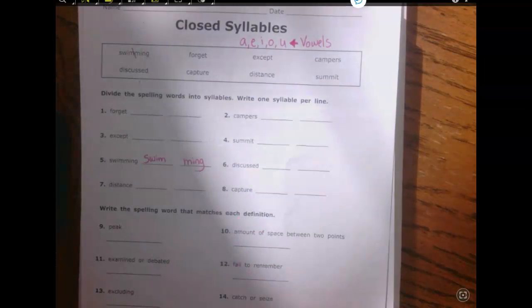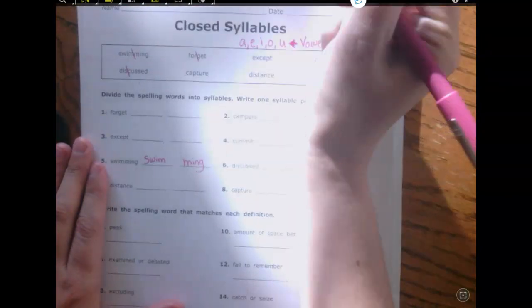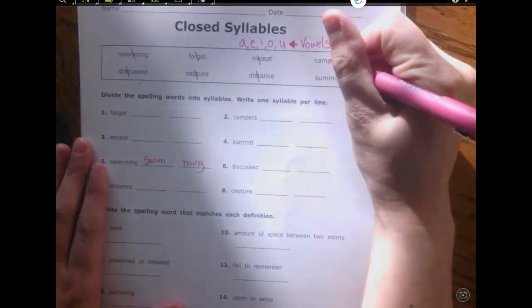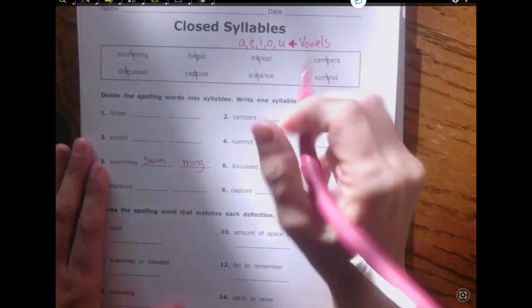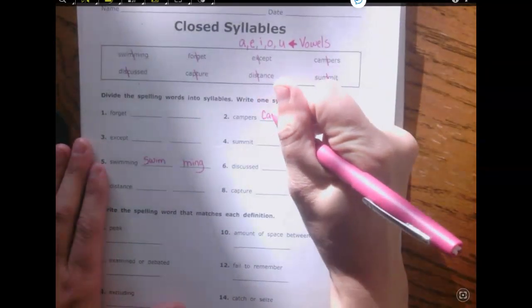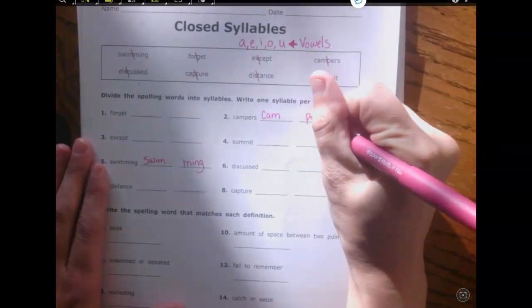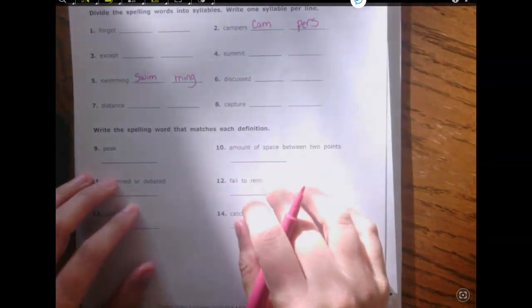All right, so hopefully you went through all those. So this one, you would break it right here. Forget gets broken right there. Capture right there. Accept, distance, campers, summit. So you're going to take all of these and put the first half right there, and the second half goes right on this line. Okay? All right.